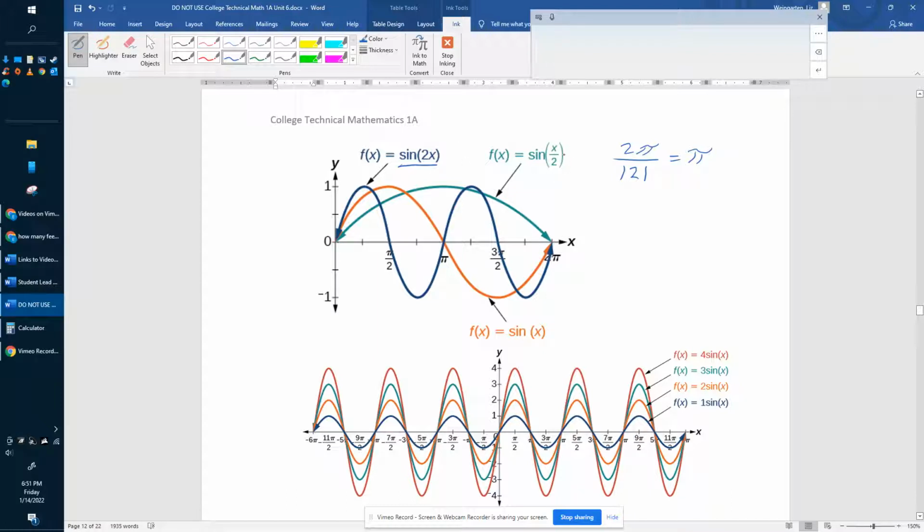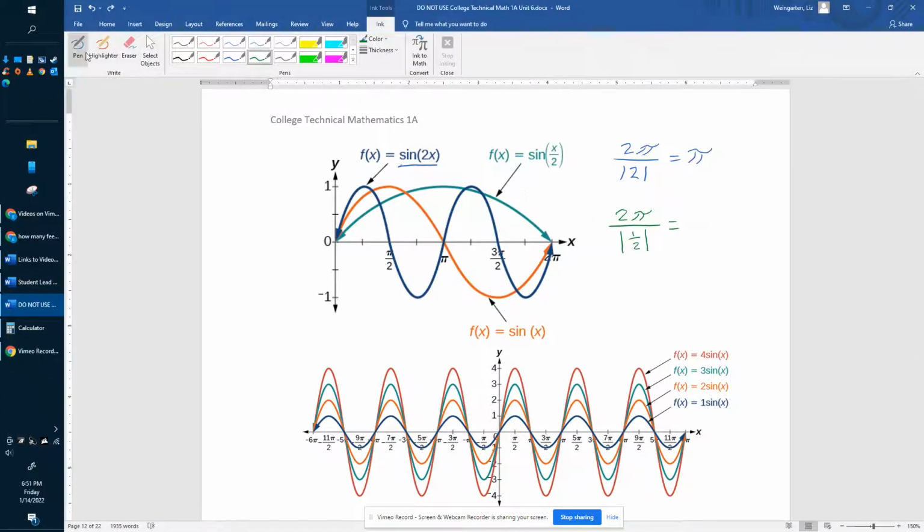What about if we divide x by 2? Now we have 2 pi over the absolute value of 1/2. That's simply equal to 4. Oh, I don't know why I'm trying to write it 2. It's 4 pi.